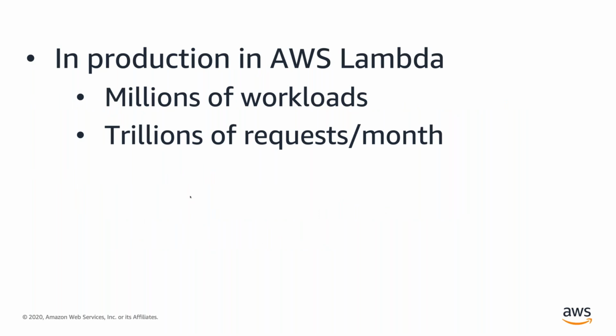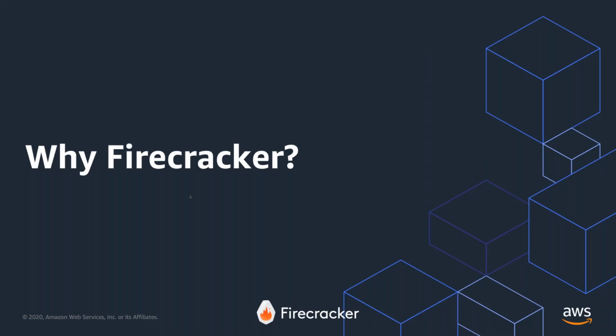Firecracker is in production today in AWS Lambda, our serverless function service. In production in AWS Lambda, we are handling millions of concurrent workloads on top of Firecracker, and that is trillions of requests per month. Sometimes my team jokes that we think we've started more VMs in AWS Lambda in the last 18 months that we've had this in production than everyone else has started in the history of virtualization, such is the scale that we use this at.